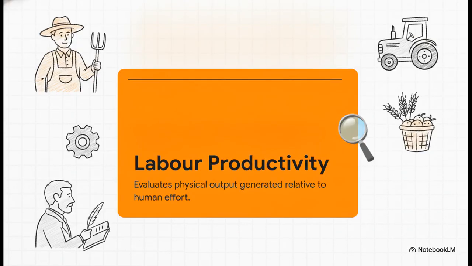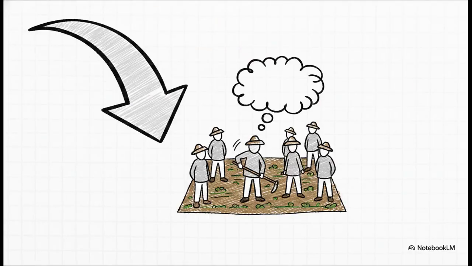Method 2 tracks human effort. Classical and neoclassical economists designed labor productivity to map farm mechanization. But disguised unemployment completely skews this. Policy analysts use it to find labor surplus zones instead.